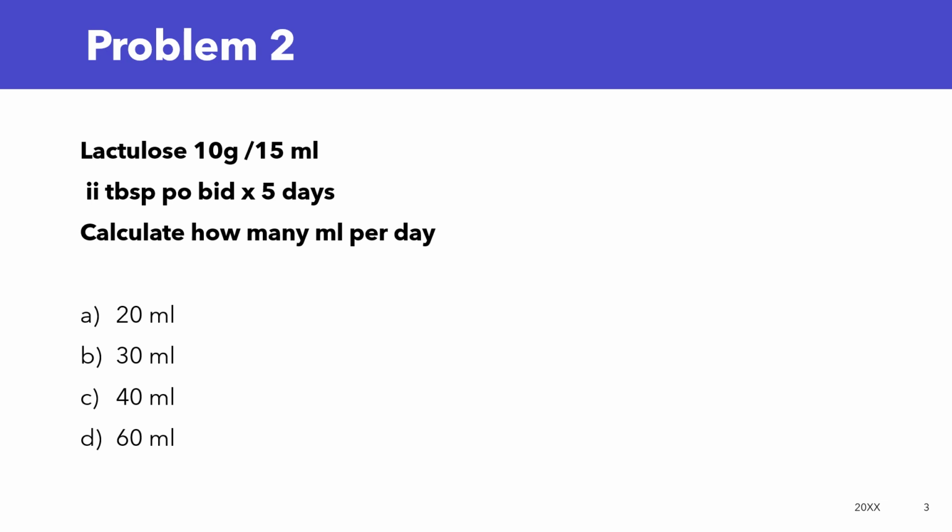Okay, so let's look at the second problem. Lactulose 10 gram per 15 ml. 2 tablespoons by mouth twice a day for 5 days. Calculate how many ml per day. Now, is it 20 ml, 30 ml, 40 ml, or 60 ml?